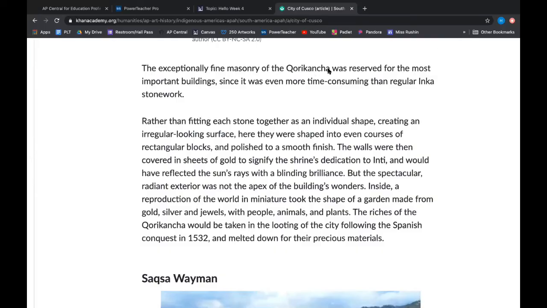Okay, but more about Coricancha and why it was also so different looking from the rest of the masonry, the stonework. So the exceptionally fine masonry of the Coricancha was reserved for the most important buildings, since it was even more time-consuming than regular Inca stonework. Rather than fitting each stone together as an individual shape, creating an irregular-looking surface, here they were shaped into even courses of rectangular blocks and polished to a smooth finish. The walls were then covered in sheets of gold.